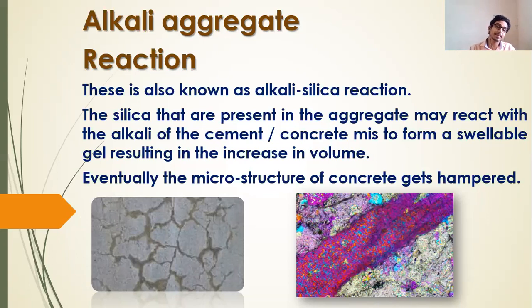These types of cracks may happen due to alkali aggregate reaction, and in the right picture you can see the microstructure level. The gray color is the aggregate, and the violet color is the formation of gel, so that is gel in between the two aggregates. This gel will expand, or it will create a pressure in the microstructure, towards the aggregates. So the aggregates tend to move outwards, creating this crack.